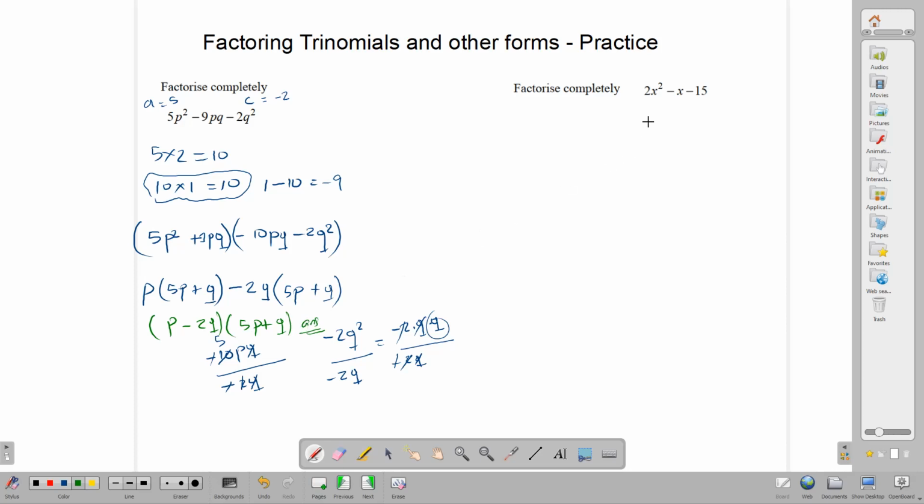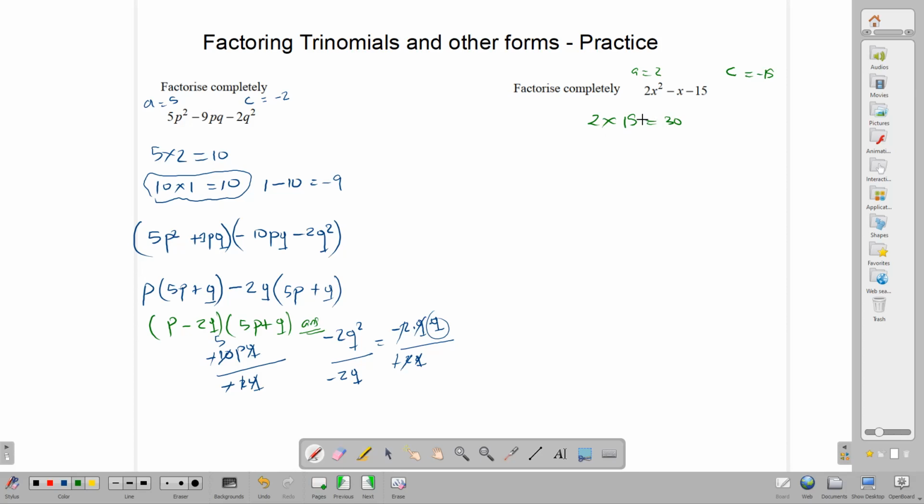Let's try that again with this question. Our A is 2 and our C is negative 15, which means again, one of the numbers in the pair that we choose is going to be negative. So we multiply 2 times 15, that gives us 30.